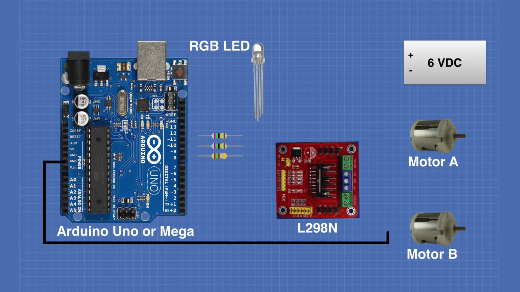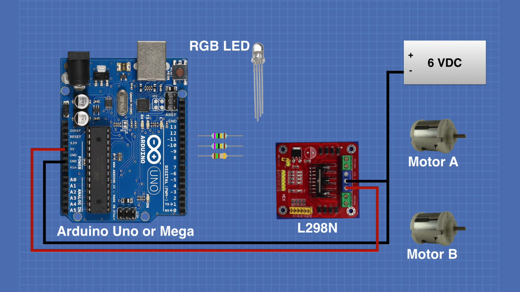We'll take the ground from the Arduino and connect it to the ground on the L298N motor controller. We'll take the 5 volts in the Arduino and we'll connect it to the 5 volt connection on the L298N. We'll also make sure we remove the jumper on the L298N controller so that we can run from an external 5 volt supply.